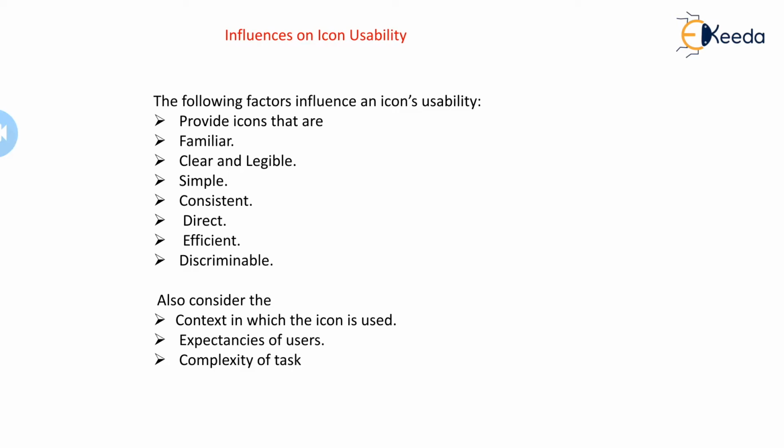Then you have the expectancies of users. The symbol may be comprehended, but false conclusions may be reached about the desired action because of incorrect expectancy. And complexity of the task, lastly: the more abstract or complex the symbol, the more difficult it is to interpret its intended meaning. It has been found that more concrete graphic messages are easier.